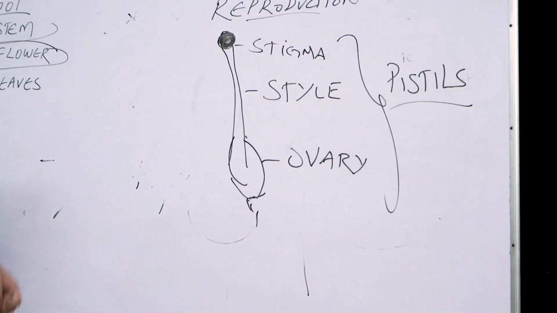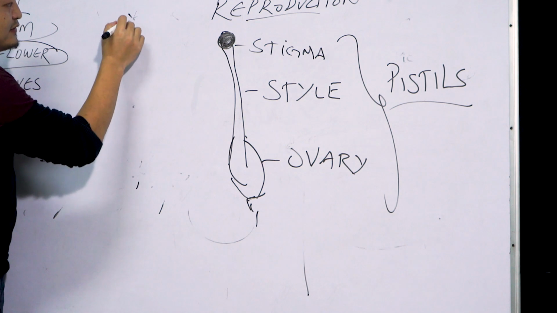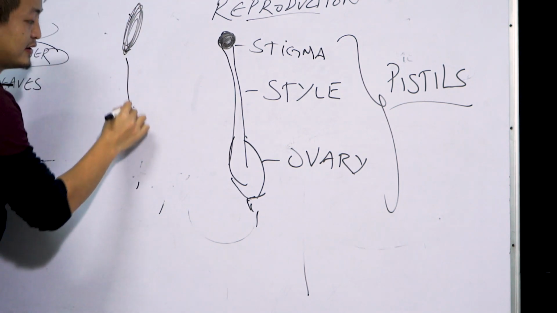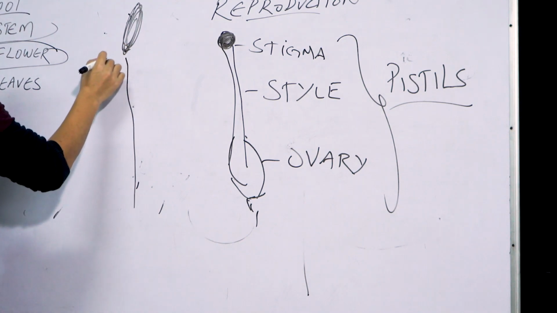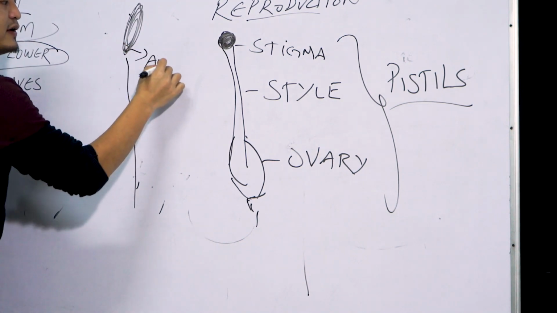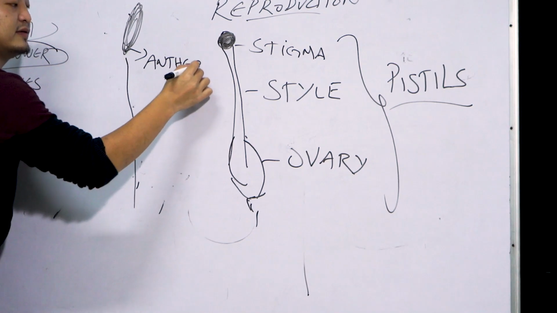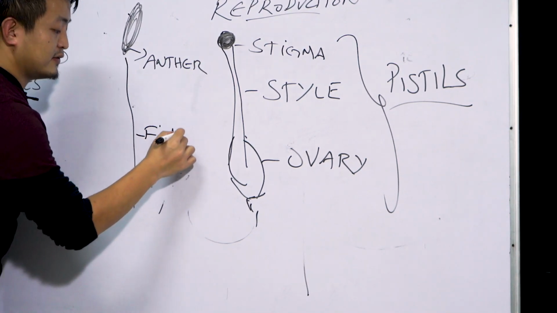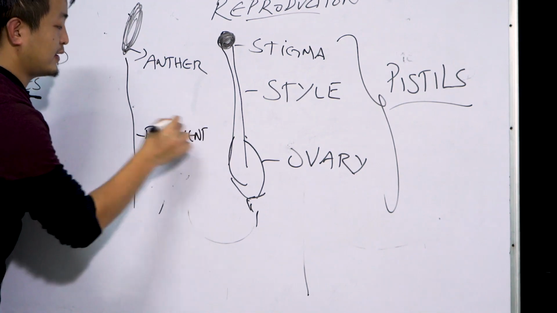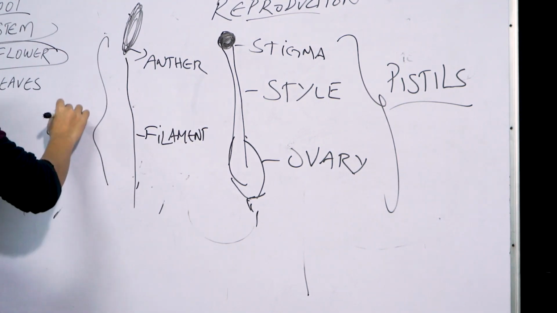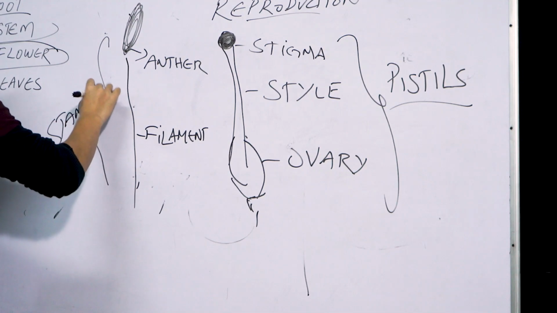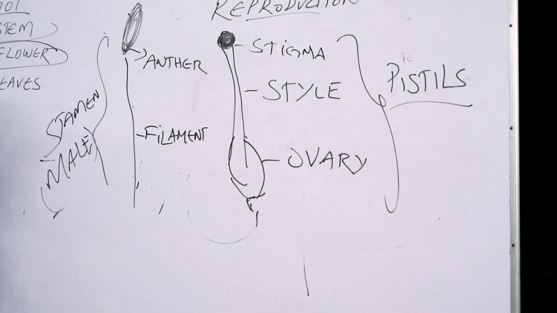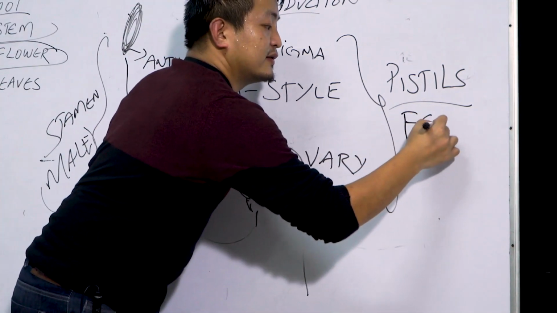Now what about the stamens? The stamen has a longer part like this. This is the anther, and this is the filament. So this is the stamen, the male reproductive part, and the pistil is the female part for the plant.